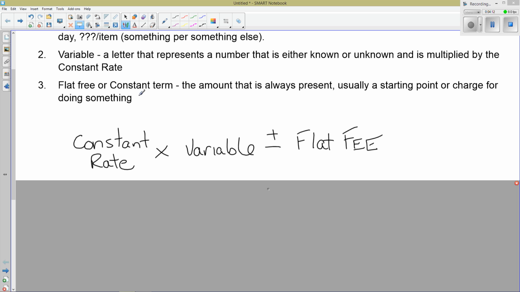And it should be flat fee, not flat free. I don't know what I was thinking when I wrote that up. The flat fee or the flat rate. It's the constant term right here, okay? Sometimes they use the word flat rate as well, and you need to understand that. All right, it's the amount that's always present.